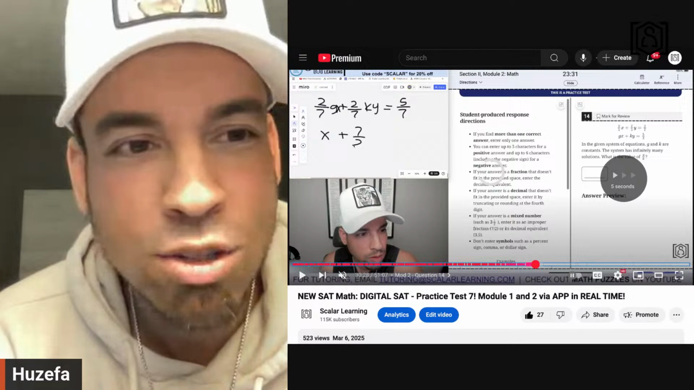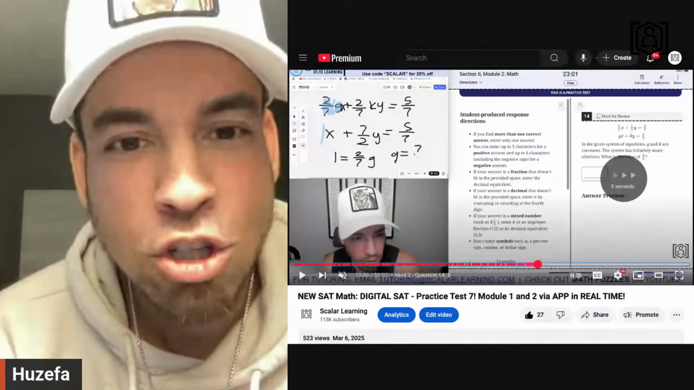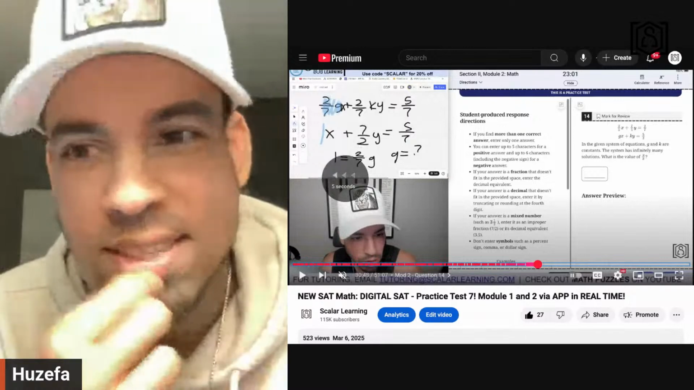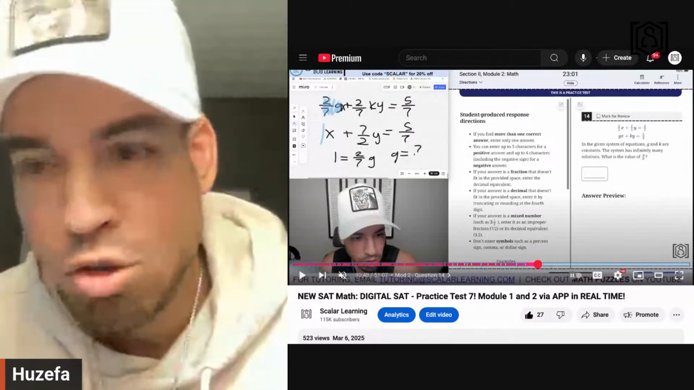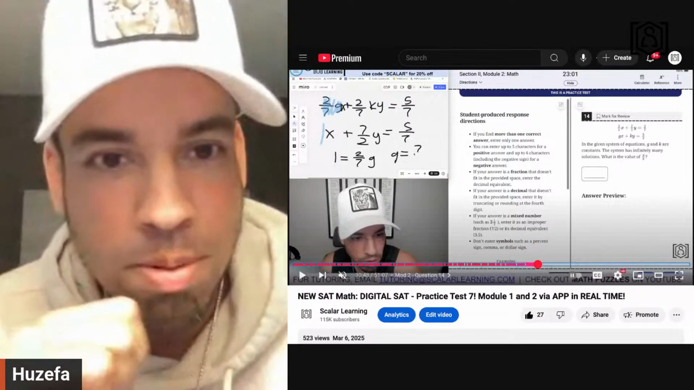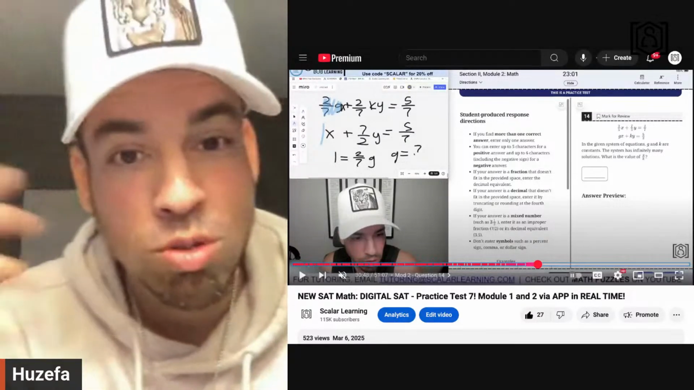And then once you make those the same, you match up. You see right there how I got them to be both 5/7. I multiplied the 5/2 by 2/7, the 2/7 by 5/2. And then I just match it up. I'm like, okay, now the coefficient 1 has to equal 2/7 G.